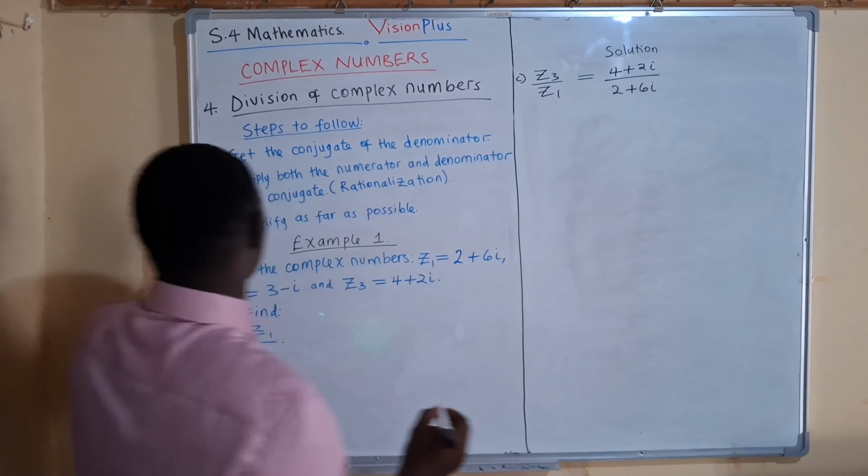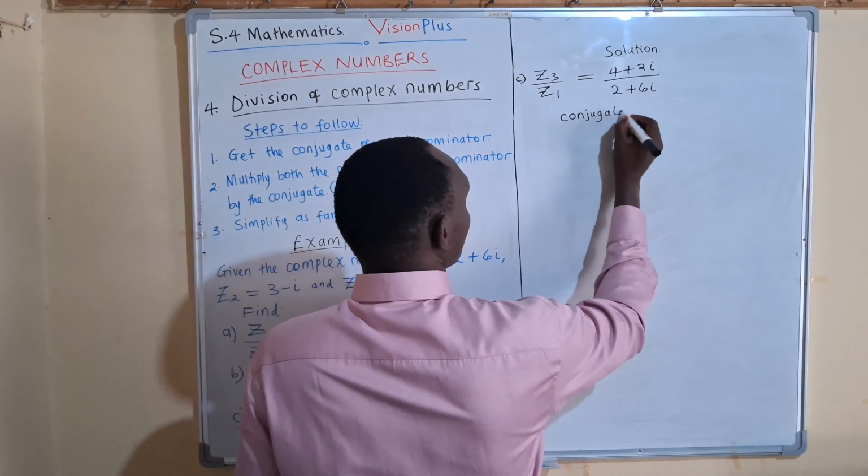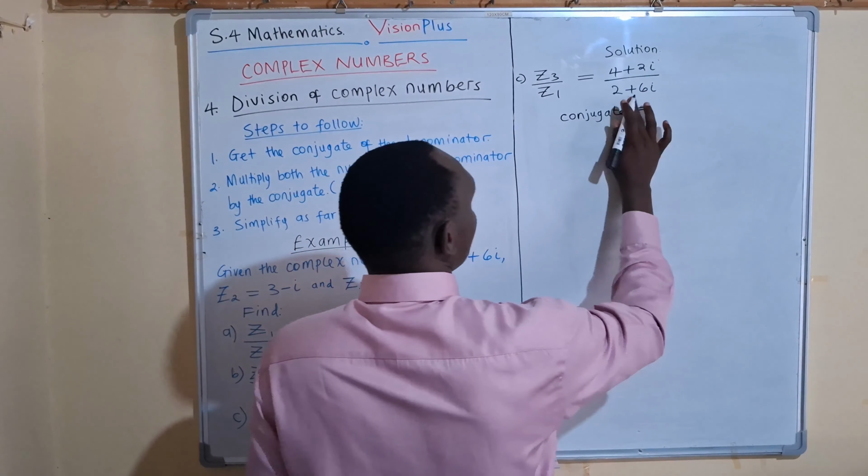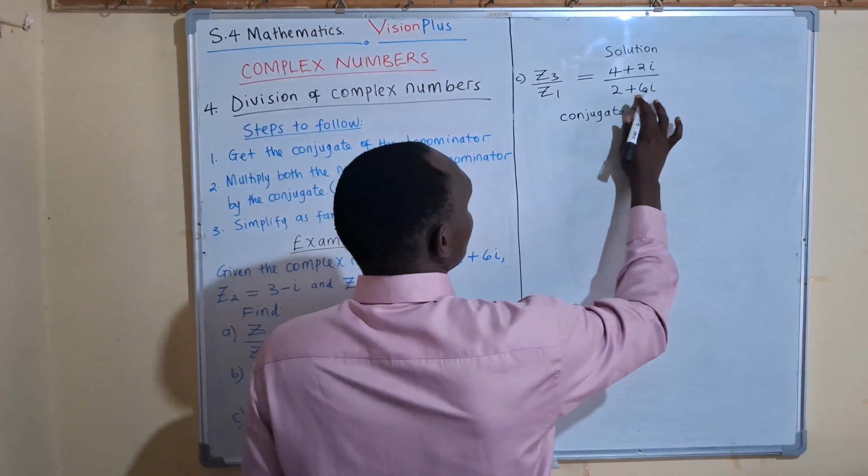So coming to the steps, step 1 is getting the conjugate of the denominator. Strictly the conjugate of the denominator. Don't get the conjugate of the numerator. This is the denominator in this case. So the conjugate becomes, we said to just change the sign of the imaginary part. So this gives us 2 minus 6i.